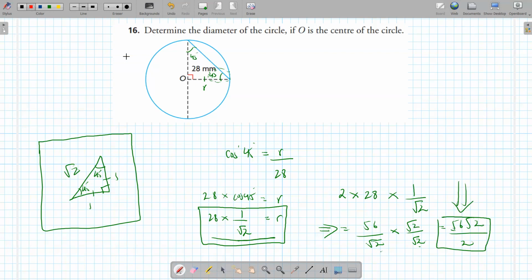Again, to recap, all we did was we identified it was an isosceles triangle. Because it's a right angle isosceles, these two angles must be 45. Using that, I found the radius using cosine. Double the radius gives you the final answer for the diameter.